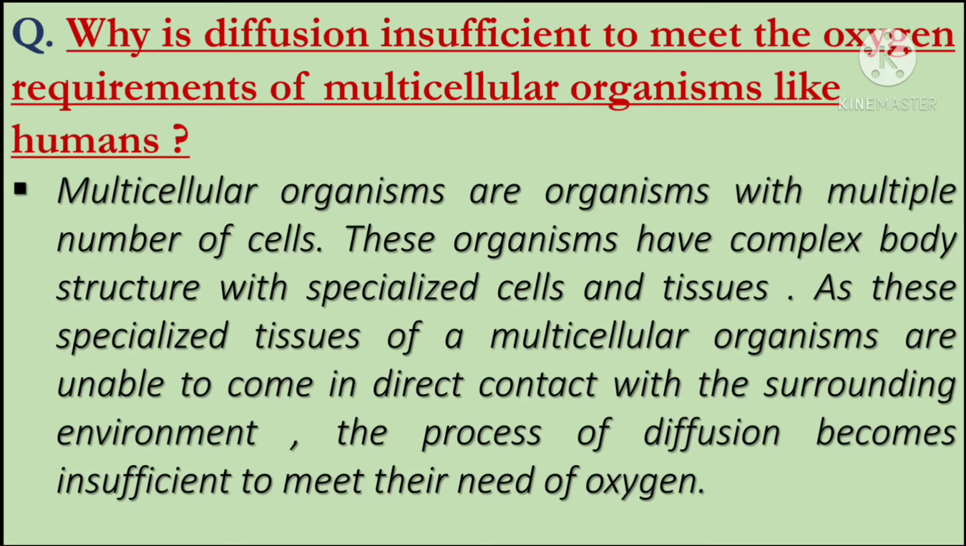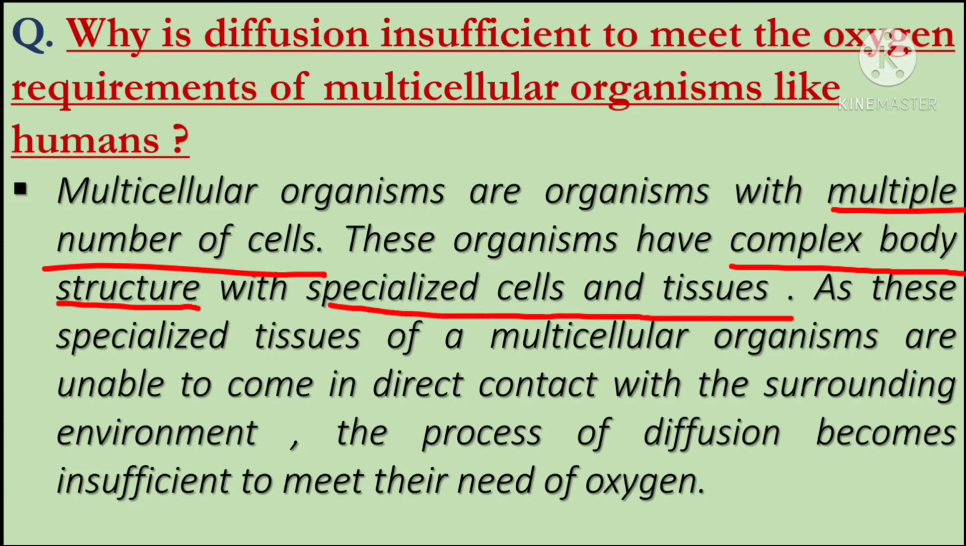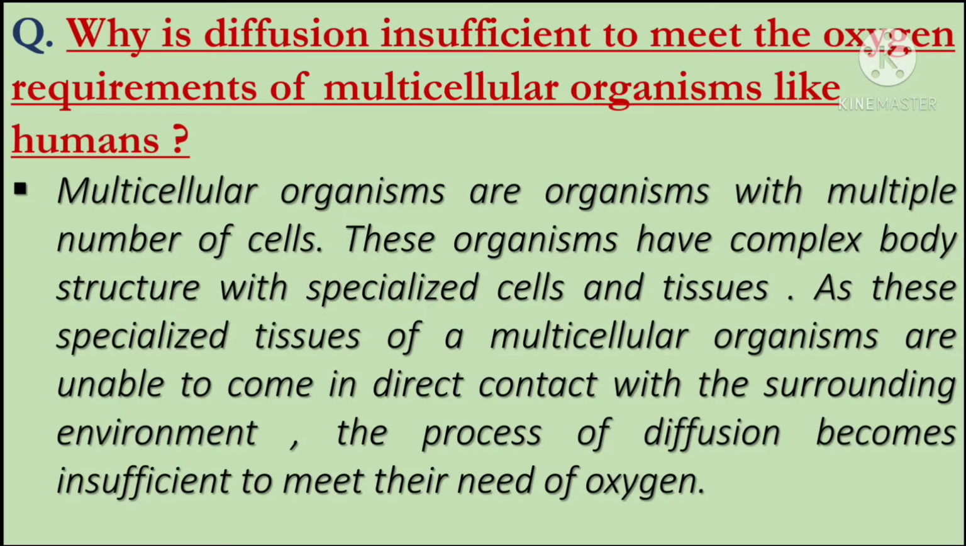So the answer goes like this. Multicellular organisms are organisms with multiple number of cells. These organisms have complex body structures with specialized cells and tissues. As these specialized tissues of a multicellular organism are unable to come in direct contact with the surrounding environment, the process of diffusion becomes insufficient to meet their need of oxygen.